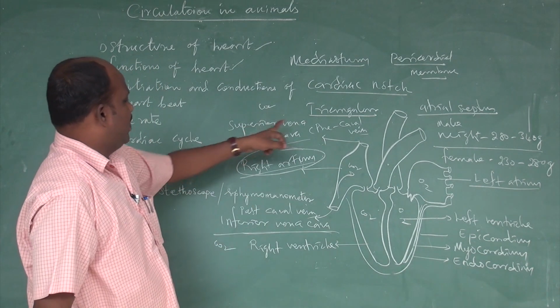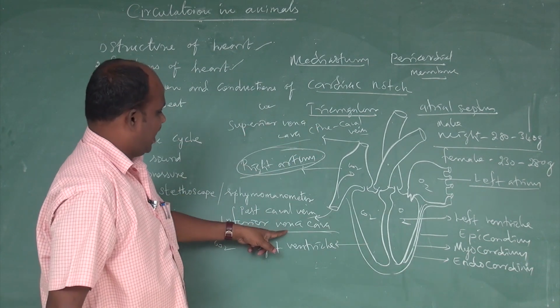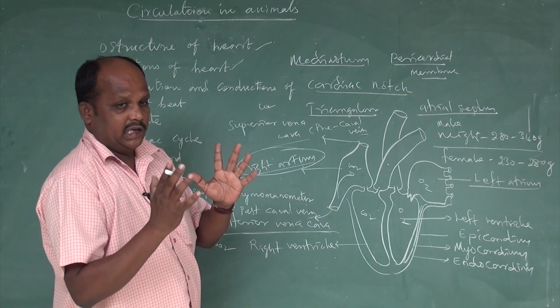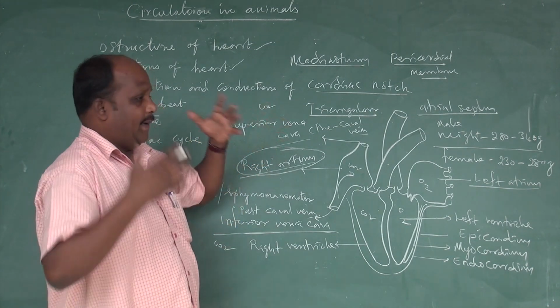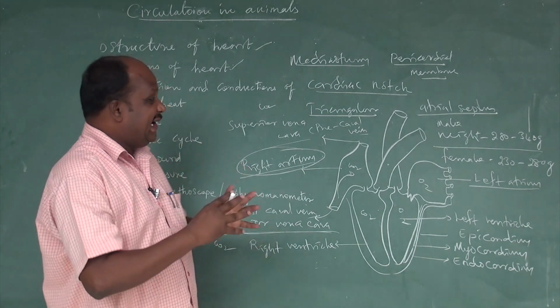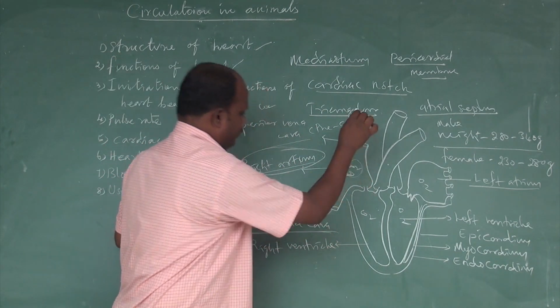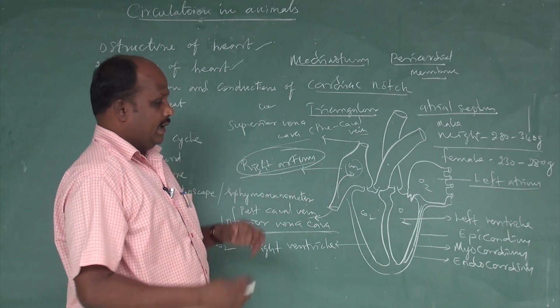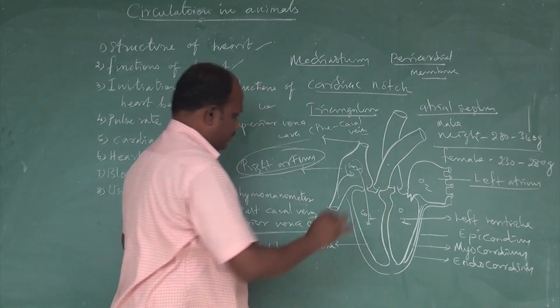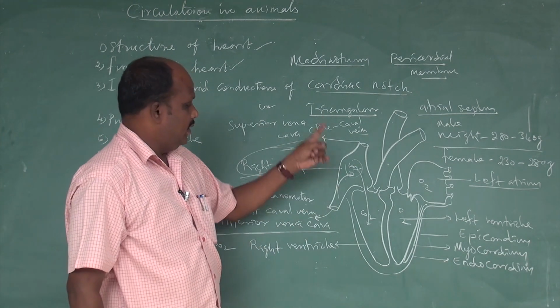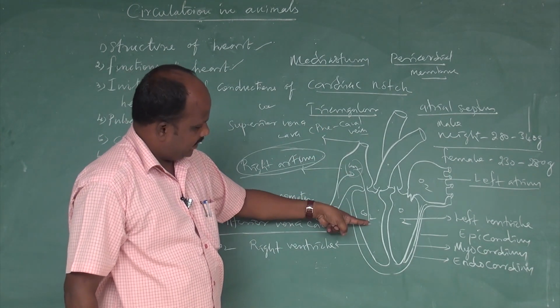So the superior vena cava and inferior vena cava, both blood vessels, collect the CO2 blood from the upper part and lower part of the body. The collected blood passes to the right atrium. The blood collected in the right atrium is passed to the right ventricle.